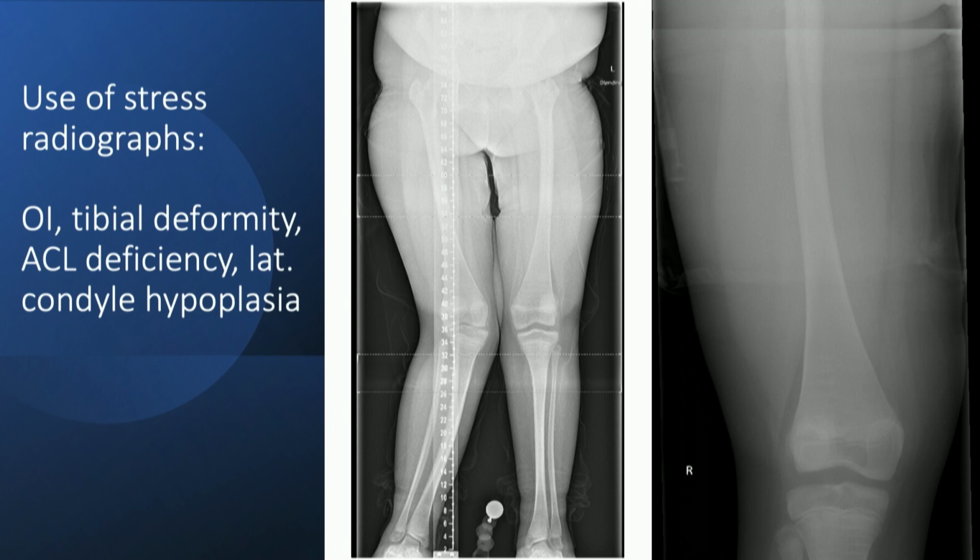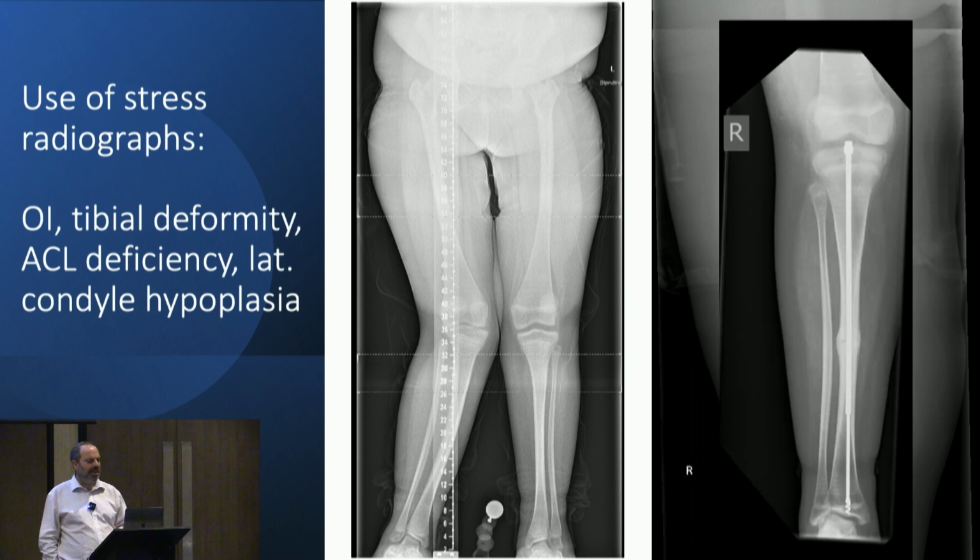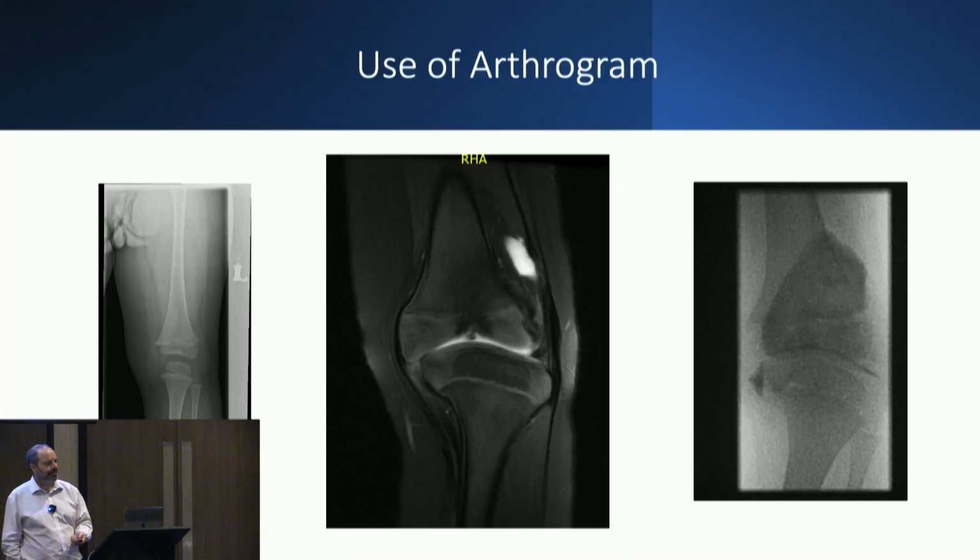And as you can see, there is maybe a little bit of hypoplasia of the lateral femoral condyle, but nothing dramatic. The actual treatment for this is ACL reconstruction and correction of the tibial deformity.